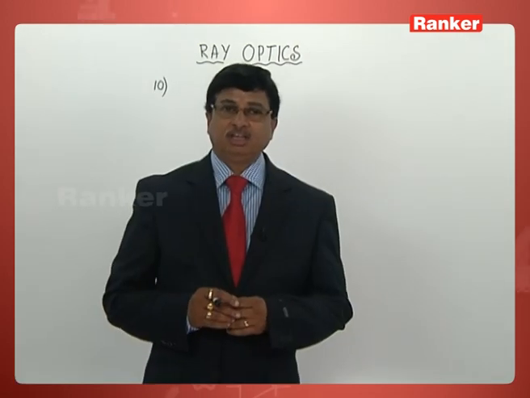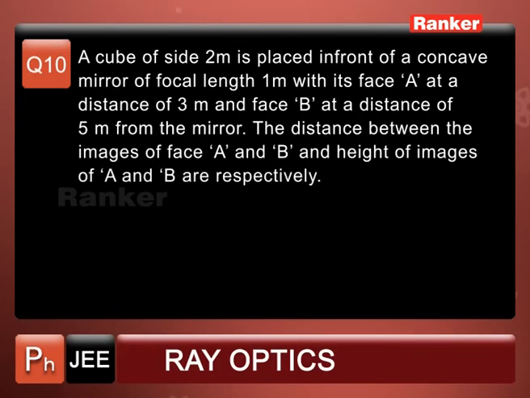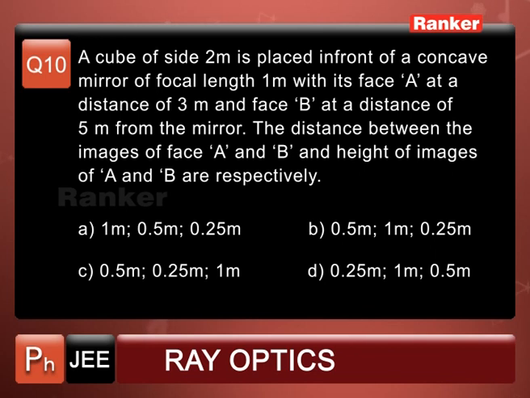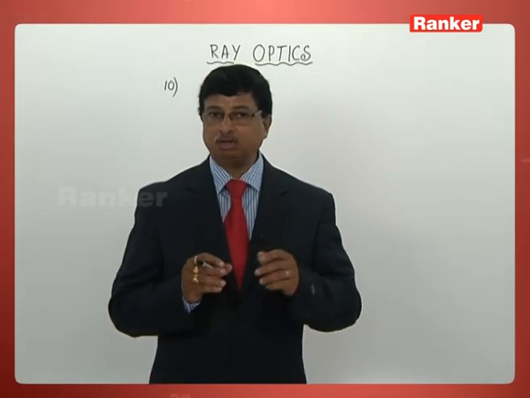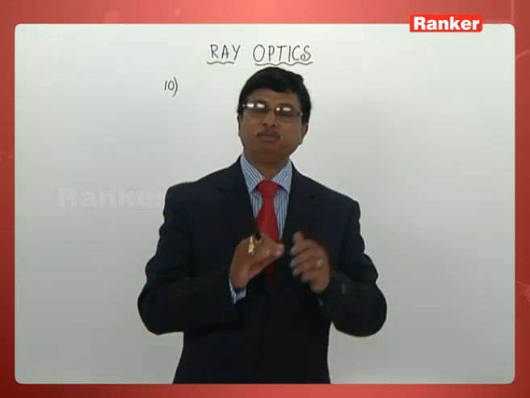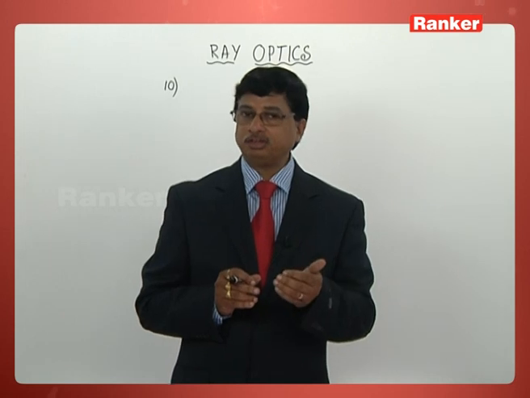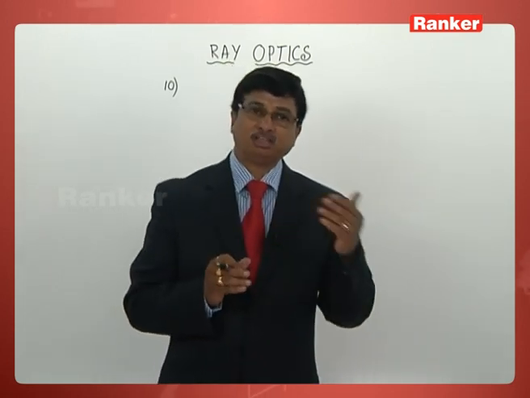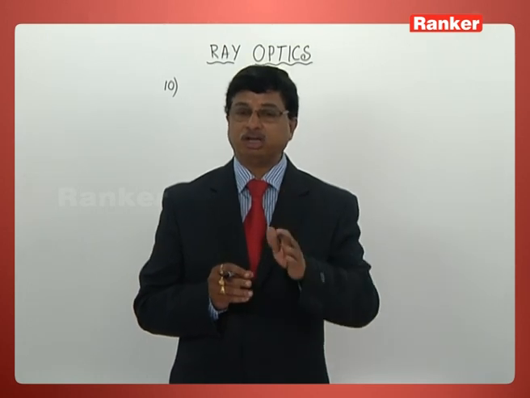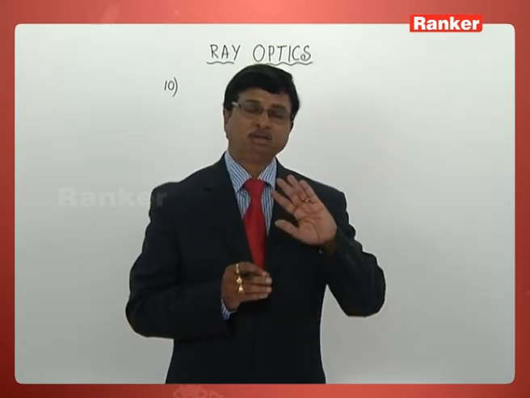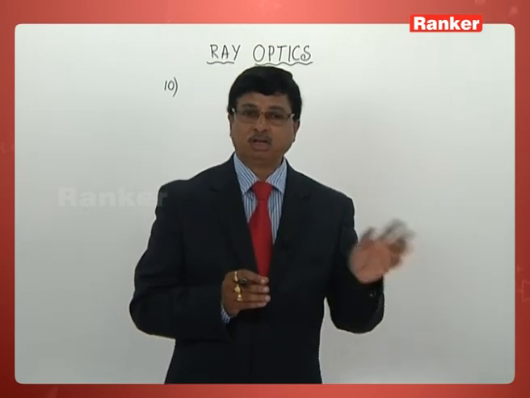Check the next number, that is problem number 10. A cube of side 2 meter is placed in front of a concave mirror of focal length 1 meter with its face A at a distance of 3 meter and face B at a distance of 5 meter from the mirror. Once again he is talking about a concave mirror and a cube placed in front of it. At what distances are the nearest side and the farthest side of the cube located? He has given one at 3 meter and one at 5 meter from the pole of the mirror.